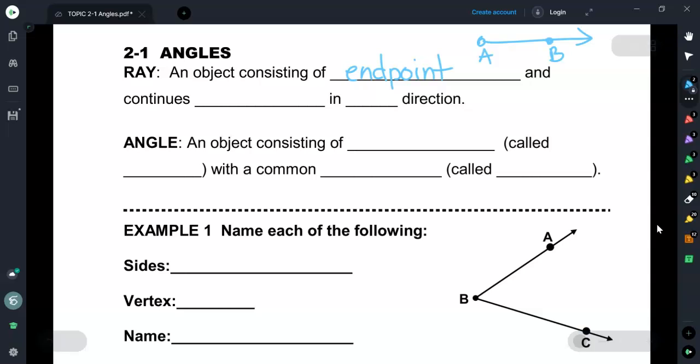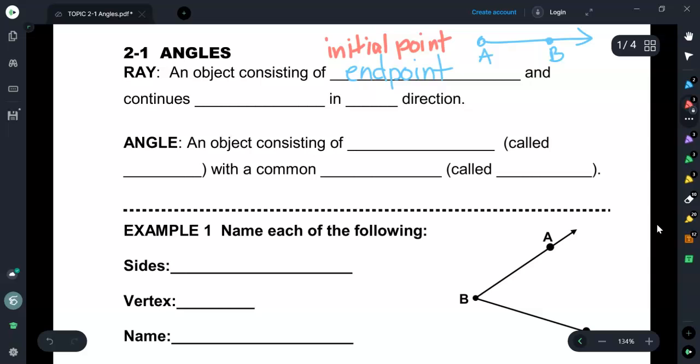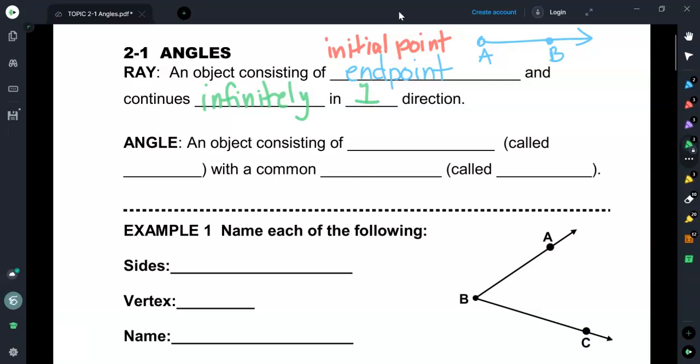I'm going to call it an endpoint because that's what your text calls it, but you can also call it an initial point. While it is where the ray ends, if you look at it from the other perspective, it is technically where the ray begins. So that's hence the argument for initial point. But we're going to use endpoint for our course. And it continues infinitely; it goes on forever in one direction. That arrow indicates that the ray never stops. It only goes in one direction.